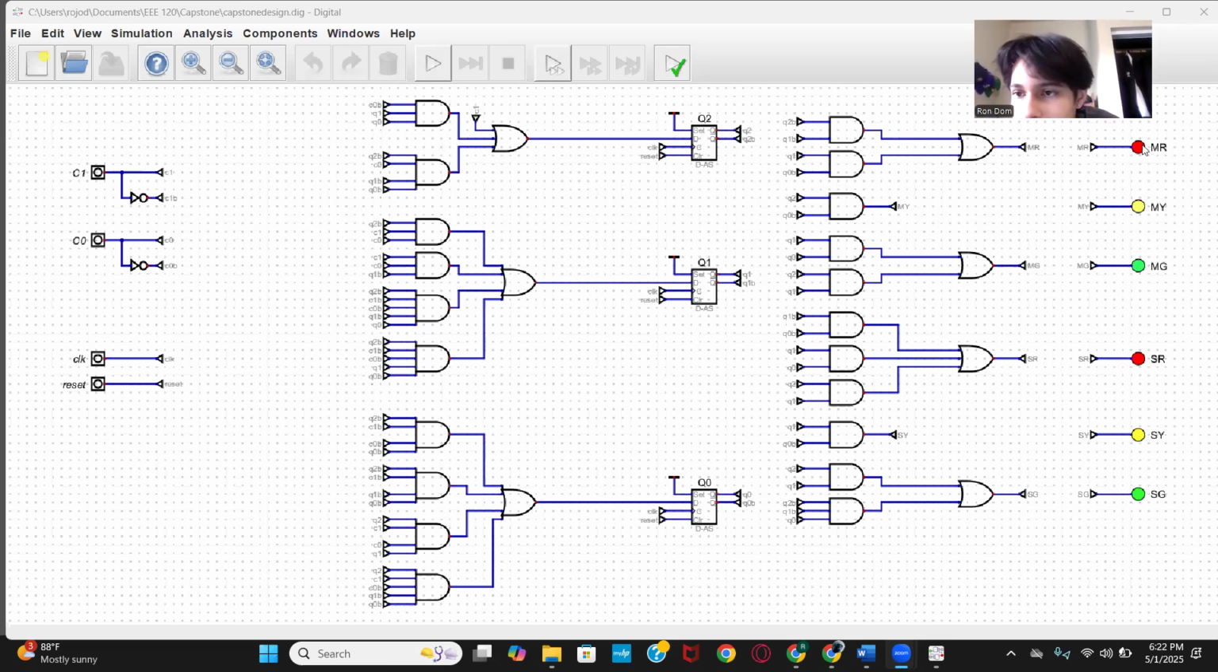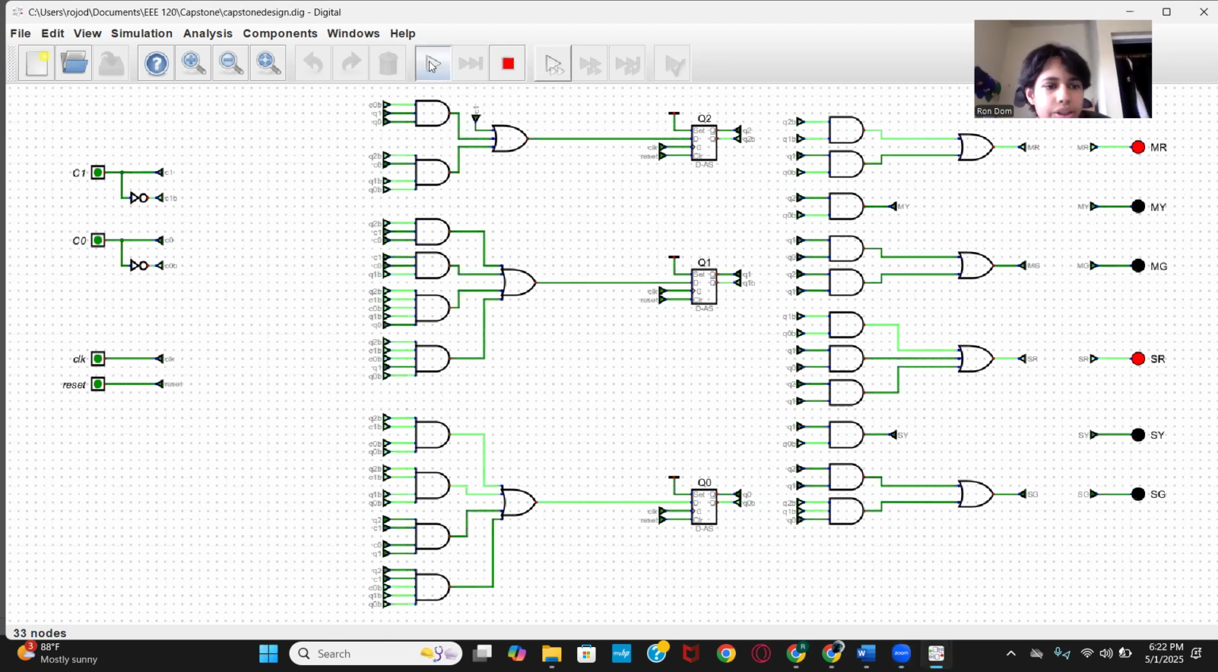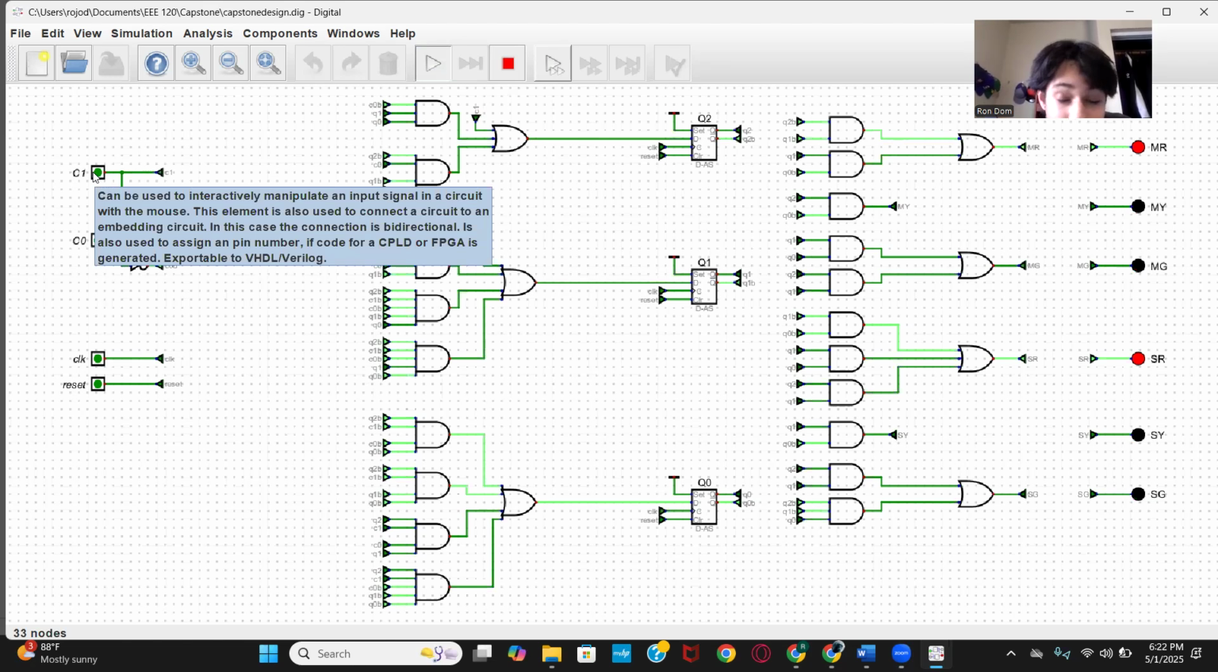And you can see our outputs: main red, yellow, green, side red, yellow, green, and they're colored LED lights. And we have our C1 input, C0 input, our clock, and our reset. Obviously, C1 is the leftmost bit, so the first bit I say is going to be C1, and the second bit I say is going to be C0. We also have our inverters to invert those inputs.